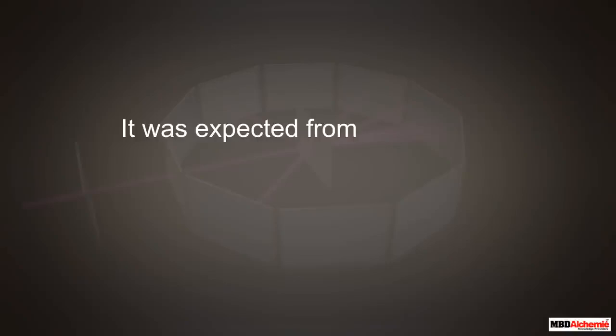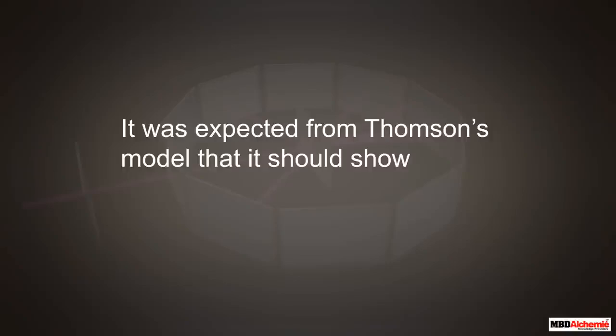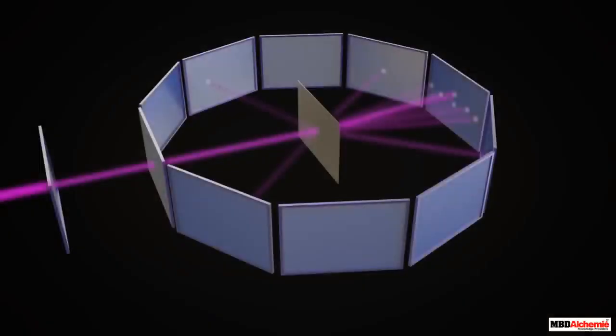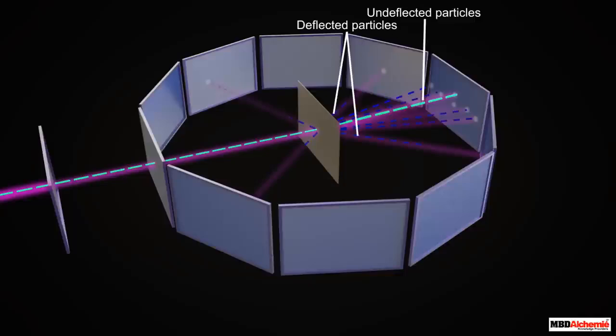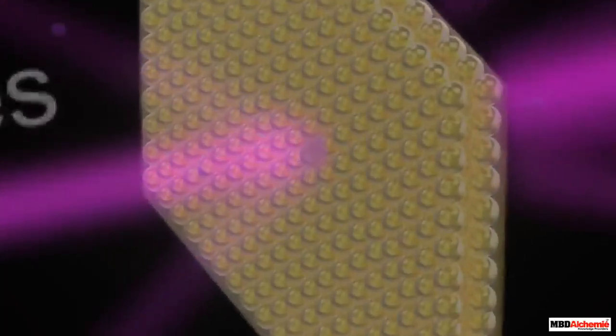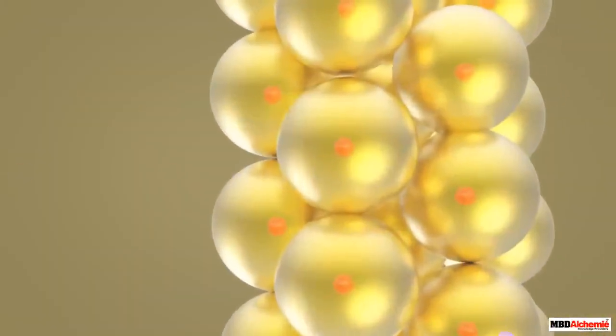It was expected from the Thomson model that it should show a large number of deflections. But something else was observed actually. The detector showed that most of the alpha particles passed through the gold foil as such without showing any deflection. Only a few of them showed deflection in different directions. A very few of them, essentially 1 in 12,000, rebounded back. Such observations led to significant conclusions. Let us see what those were.